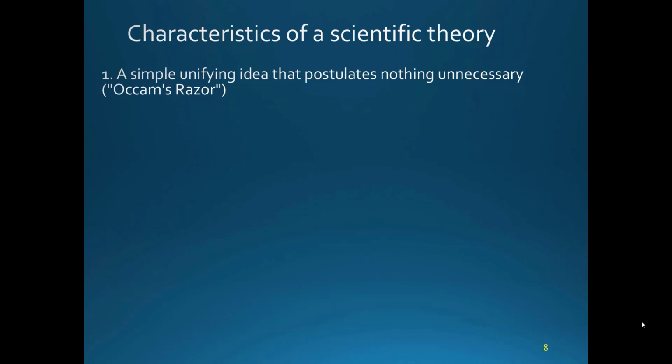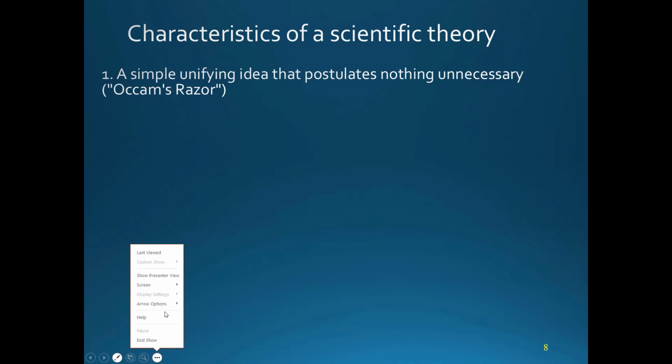All right, so when I left you, we were here talking about characteristics of a scientific theory, and I got to tell you that one of the most important characteristics of a theory is that it postulates nothing unnecessary. Okay, so what does that mean? Well, it basically follows Occam's razor, which states that the simplest explanation is often the correct one. Okay, but what does that exactly mean?